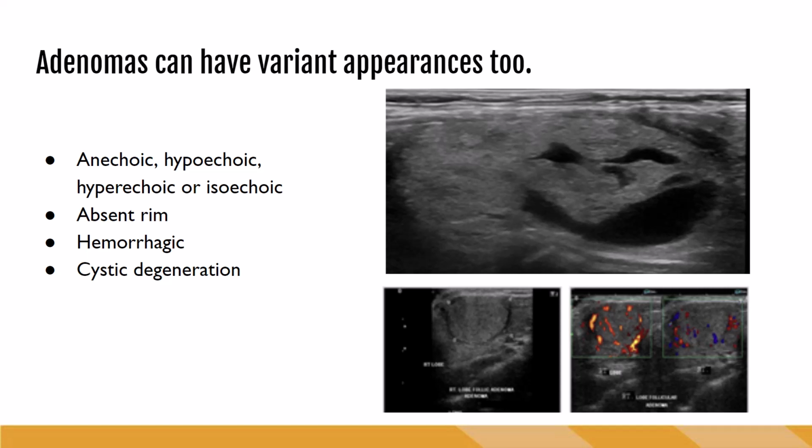We also see that some of them might not have that rim as clearly visible as that first example that I showed you. You might see that they look a little bit more hemorrhagic, or might express some cystic degeneration, which means that part of the solid tissue is starting to liquefy.